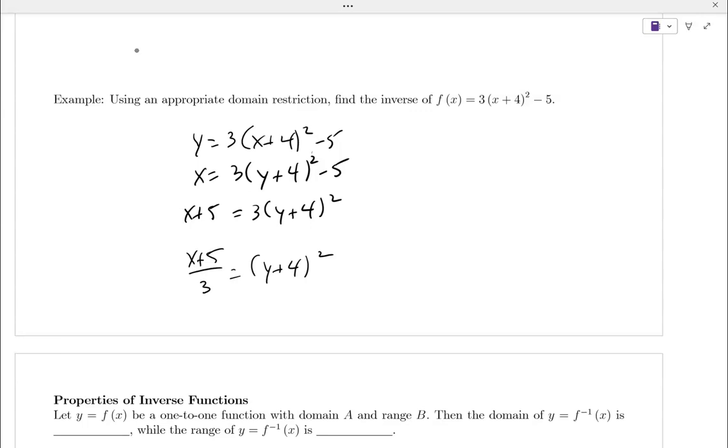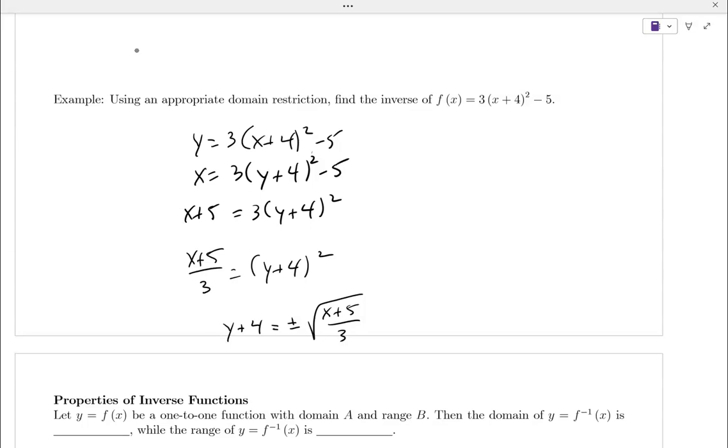This is not any different than any of the other problems we've been doing for finding inverses. The next step would be to undo the square, and this is where the issue comes in. When I undo the square, I don't know if I'm on the positive side or the negative side. Ordinarily, you don't have to write this part down, I'll erase it in a second, but if you were to take the square root of both sides, at this point you would write plus or minus the square root of (x plus 5) over 3.